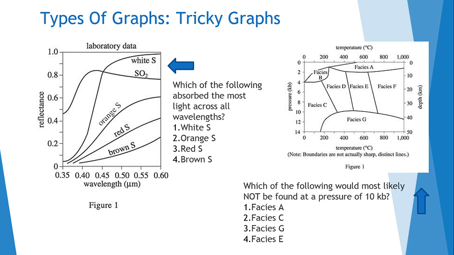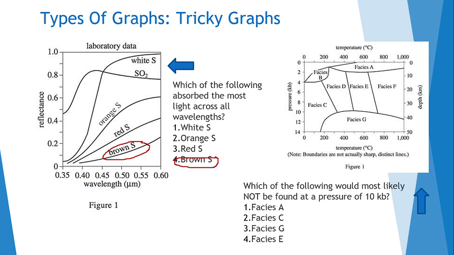When I see the word reflectance, I think that's the opposite of absorption. So I'm trying to find probably the line that has the least amount of reflectance, and it should be applicable for all the wavelengths. If I look, then I think brown S is actually the perfect answer here, because for all wavelengths, its reflectance is less than every single other thing. So that's what I'm going to circle.